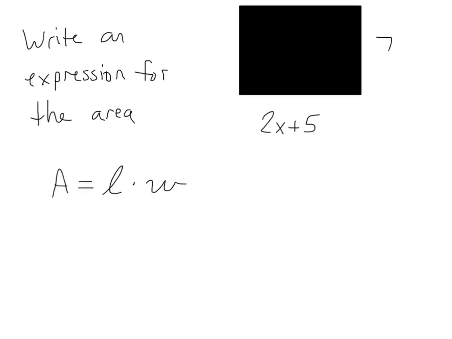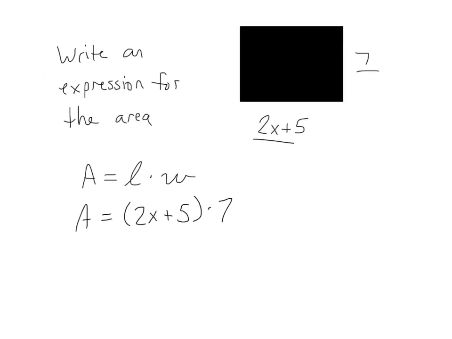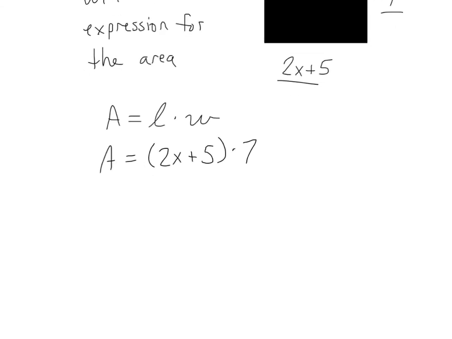But what is the length in this case? Well, it's not like 4, or just some number. It's the quantity 2x plus 5. Okay, came from right there. Now we take that length times the width. Okay, what's the width? In this case, it's a 7. Okay. So how does the distributive property help us?